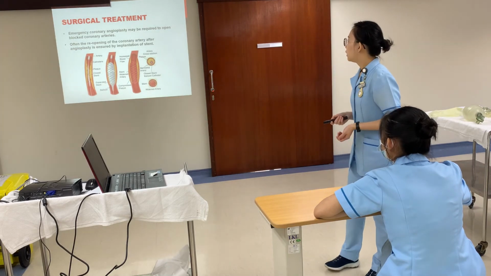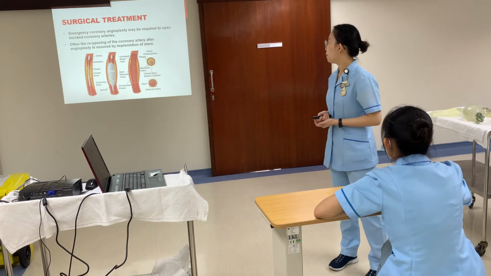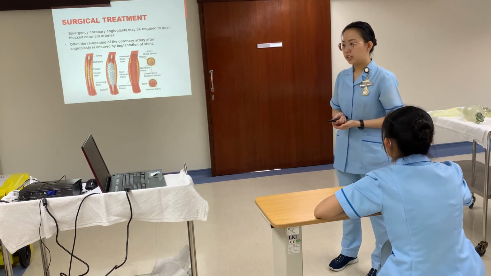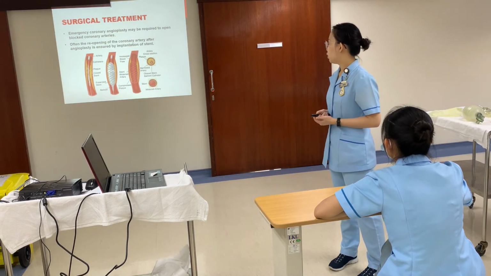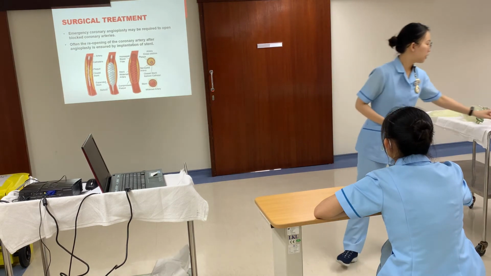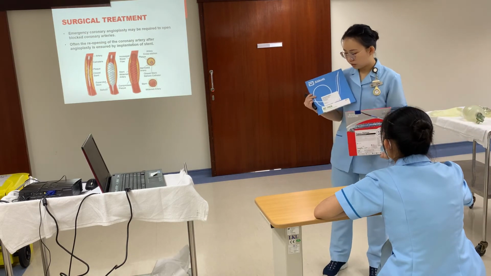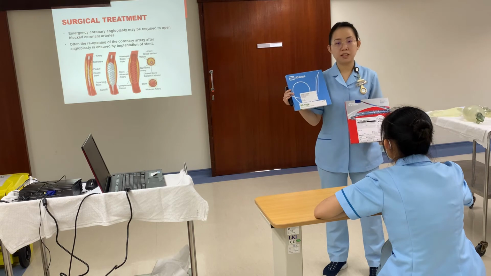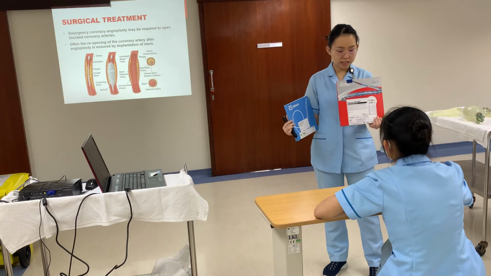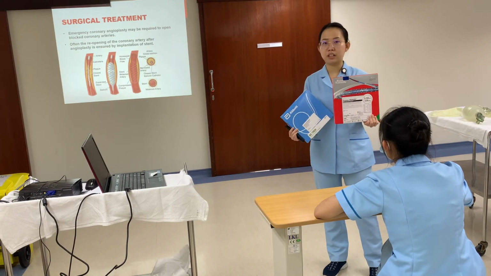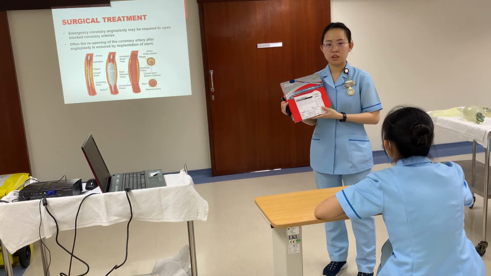So surgical treatment: emergency coronary angioplasty may be required to open the blocked coronary artery. The reopening of the coronary artery after angioplasty is ensured by implantation of a stent. This is a balloon. The balloon is to dilate the coronary vessel, and then the stent, usually a drug-eluting stent, will be placed to maintain the blood flow of the heart.